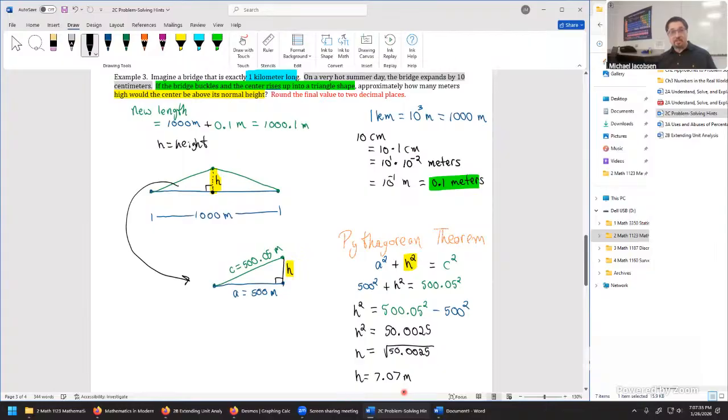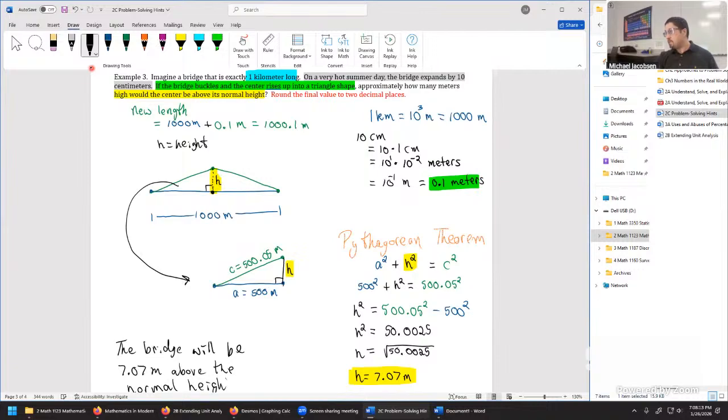And this is not inches, this is meters. This is pretty tall altogether, which is surprising that a thermal expansion is so tiny of 10 centimeters. If it buckles in this kind of shape, that's quite high, 7.07 meters altogether. But that's where the question finally ends at that stage. We could say the bridge will be 7.07 meters above the normal height. And that would be specifically at the center.